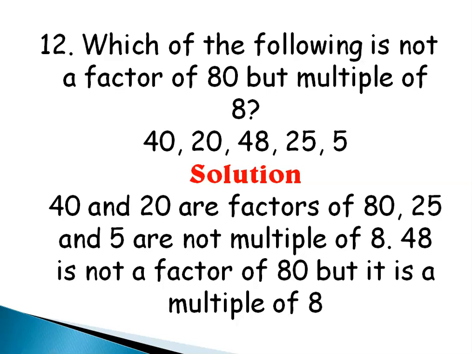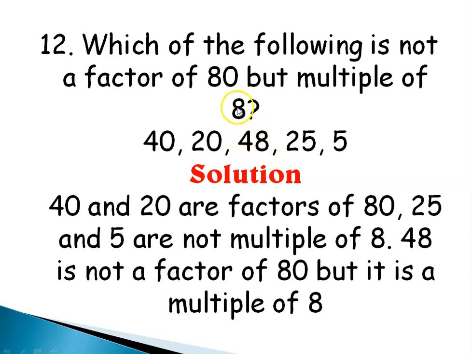Numbers that 8 can actually divide without remainder. Do you understand that? Alright, so we have some numbers here. We are asked to determine which one is not a factor of 80 but is a multiple of 8. Alright, so we have 40, 20, 48, 25, and 5. 40 and 20 are factors of 80. Yes, we know that, isn't it? Then 25 and 5 are not multiples of 8.